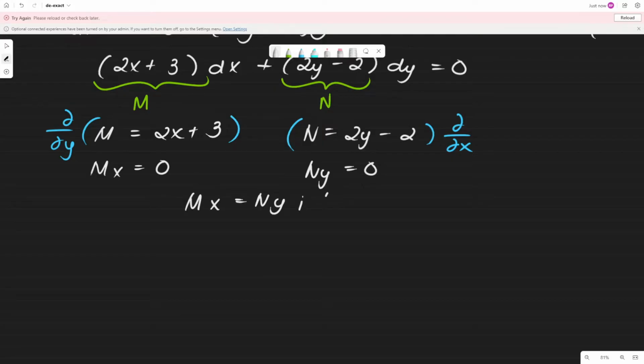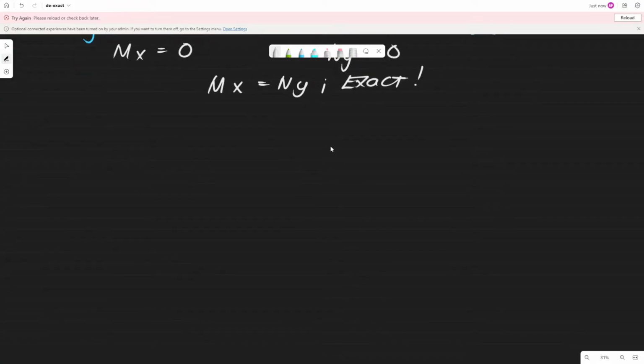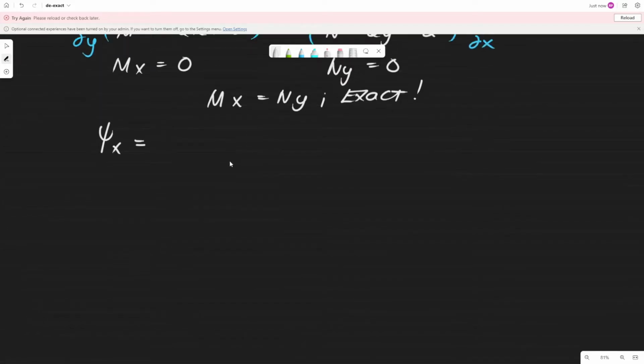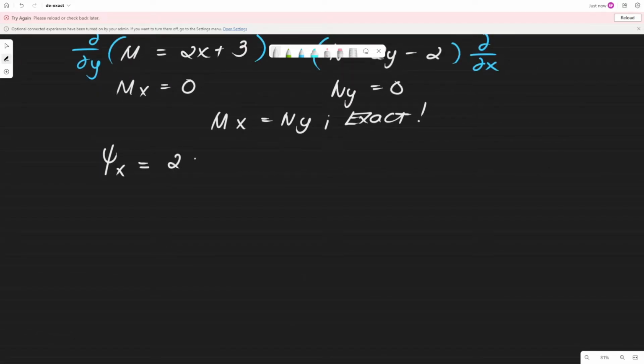So, exact. Okay? So that's how we test the exactness of a differential equation. So we can proceed. Let us define what is psi x, or psi partial x. That's the value of M, no? So what is our M? That is 2x plus 3.